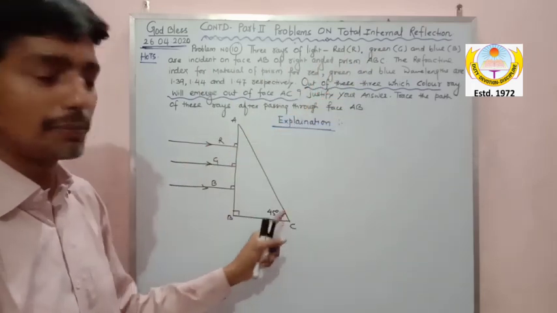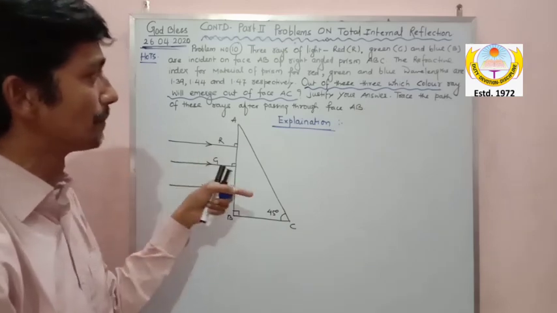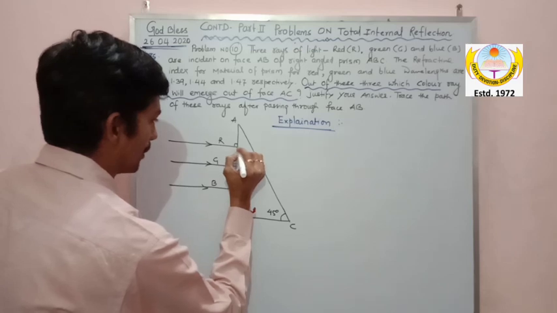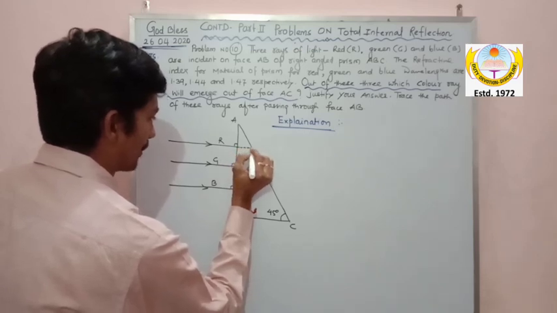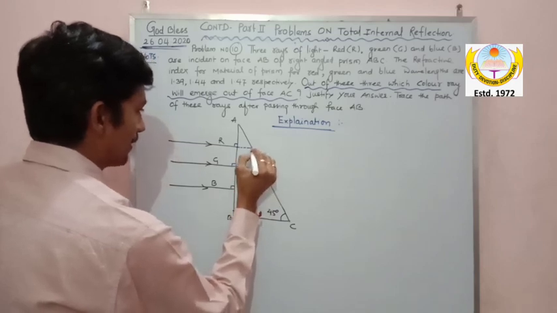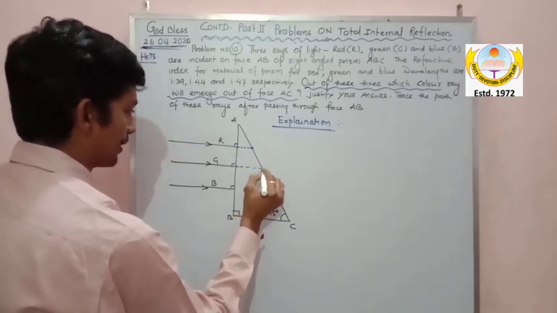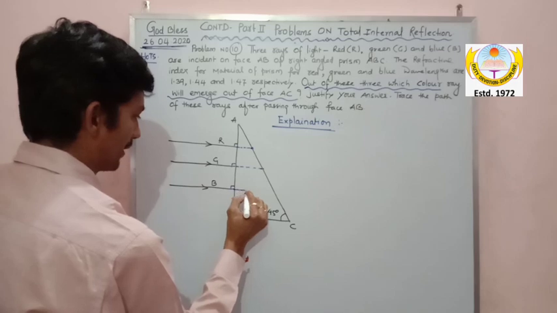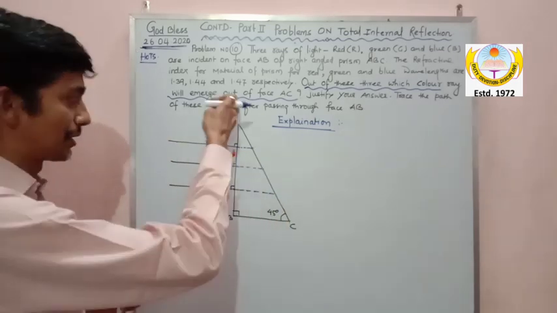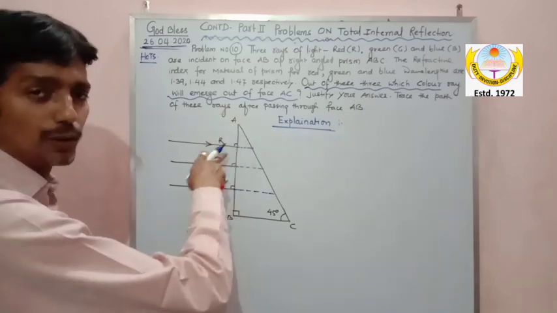This is the right angle prism ABC. It is incident normally, right? So if it is incident normally, my dear, I am sure that the refraction will go straight into the prism. This is refracted, this is also refracted, and this is also refracted, because since their incidence is normal, after refraction from the prism they will go straight.